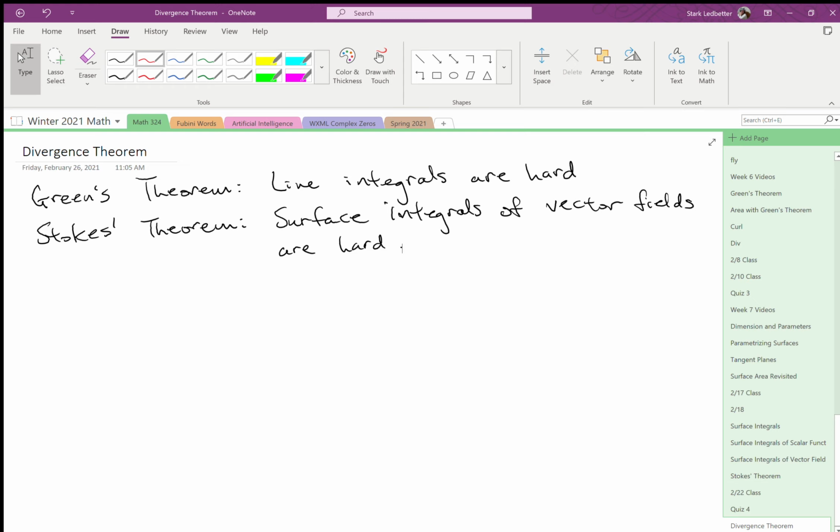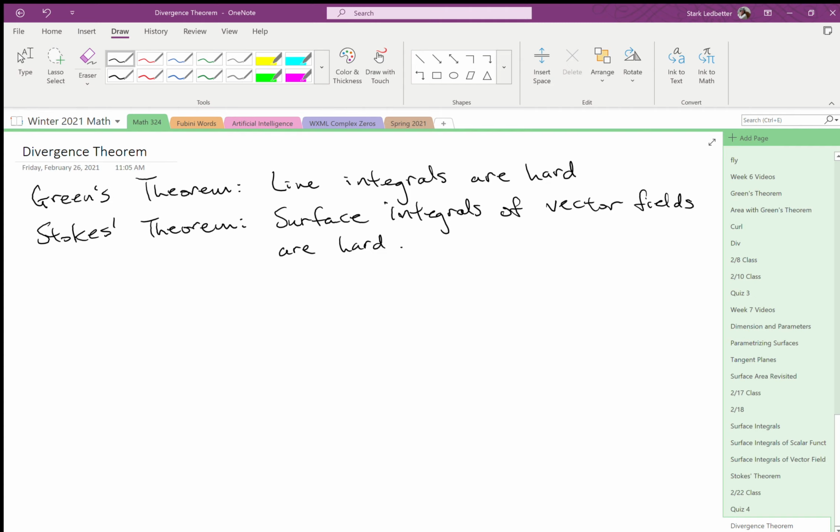So the last topic in the course is the divergence theorem, and this is the third major integration theorem that we have. We've already learned about Green's theorem and Stokes' theorem, so let's go over briefly the premise of those. The premise of Green's theorem was that line integrals are hard, and you could change those into the integral of a region in two-dimensional space.